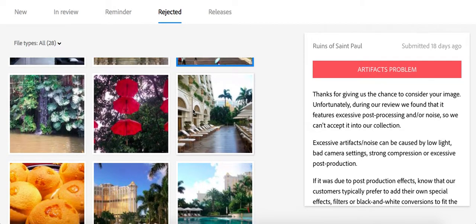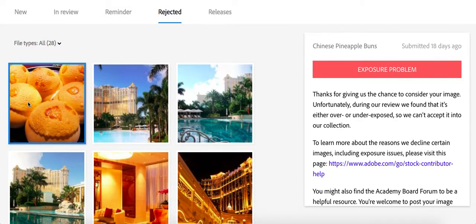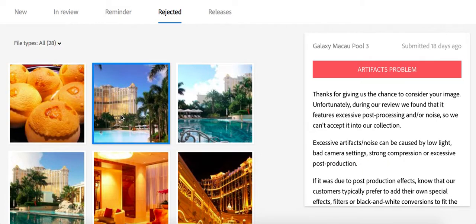I noticed that a lot of these, they give sort of the same reason all the time. This one was because it's not as appealing. It doesn't have that kind of look that anyone would want to even invest or purchase this image. This one is underexposed, so they couldn't accept it. This one is also the issue with the noise and the low lights.